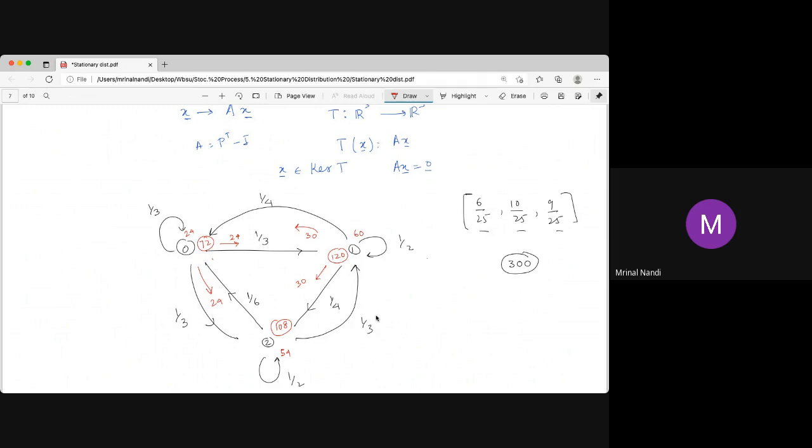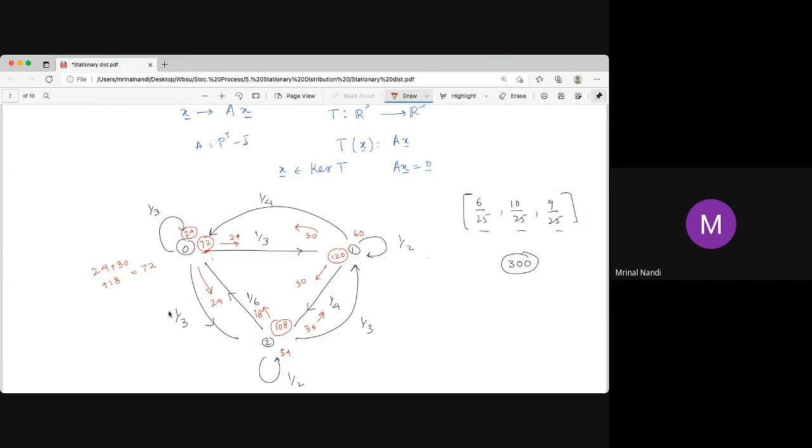Then 1/3 of that is 36, so 36 balls go there, and 1/6 is 18 balls. Now, how many balls are with 0 after that step? 24 were there already, 30 came from 1, and 18 came from 2. So what is the total sum? 72, as many balls as before this transition.